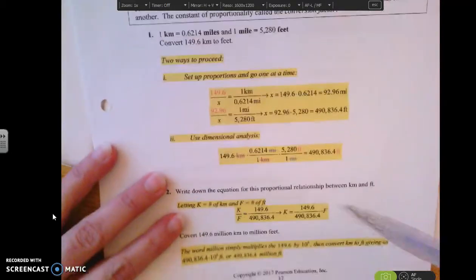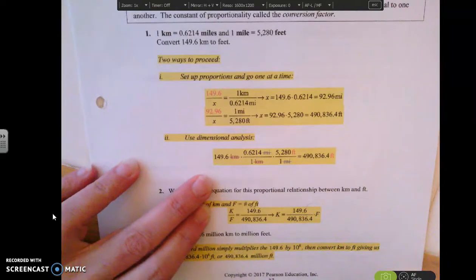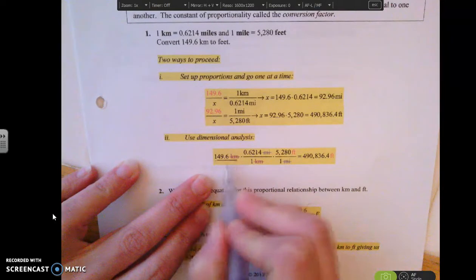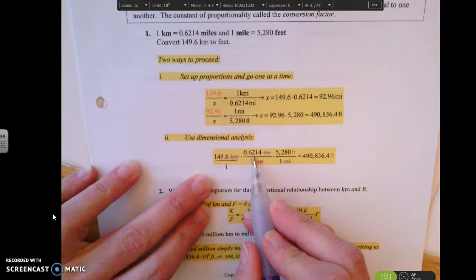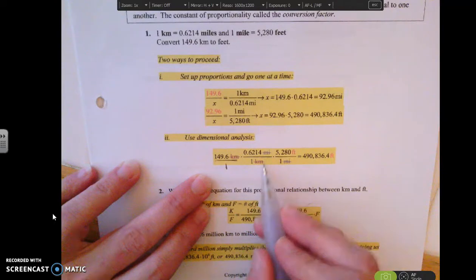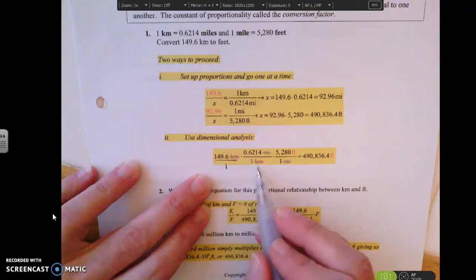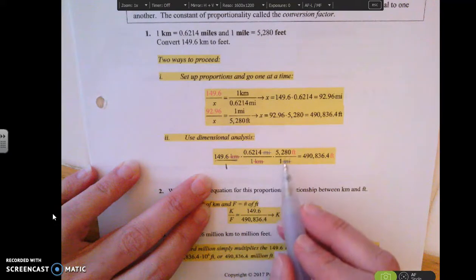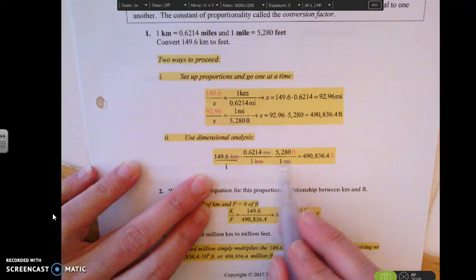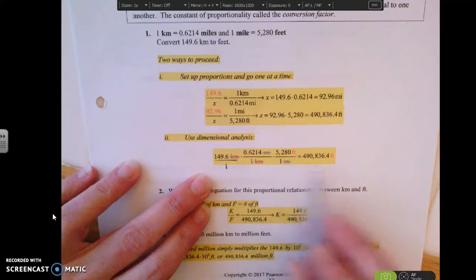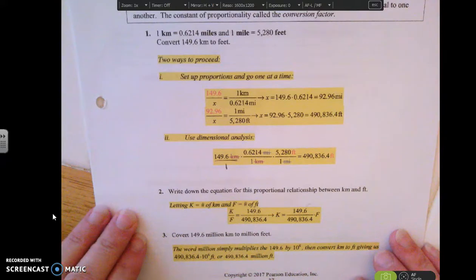So what we're going to be doing some with this is, if you look at this, what we're doing is analyzing it by dimensions. So if you think of this as being over 1, and you've got 149.6 times 0.6214 miles over 1 kilometer, the kilometers cancel out because you've got 1 in the numerator and 1 in the denominator. So then across the top you're left with feet, and the miles are going to cancel out in this calculation. So we're going to be doing some more of that in a minute, and you get the same answer.